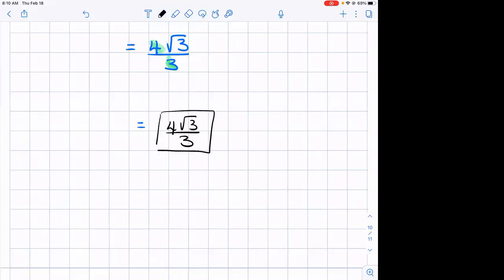So we have to get into the habit of simplifying, and we have to get into the habit of rationalizing. Okay, two things have to be done. So it's very important that after you simplify, you check to see if you have any roots in the denominator.